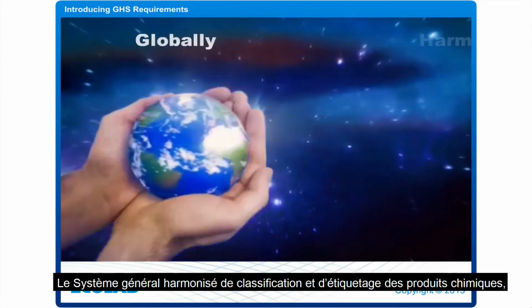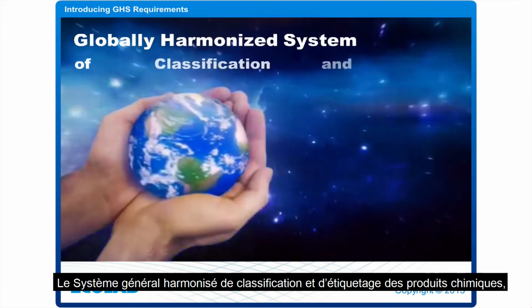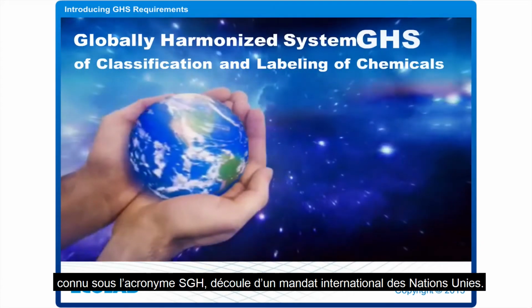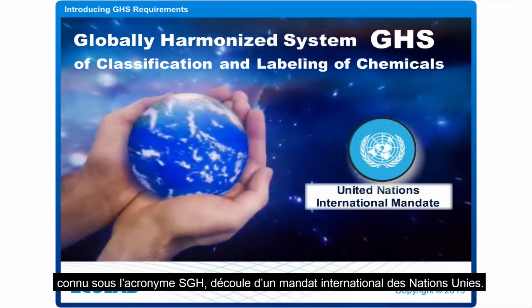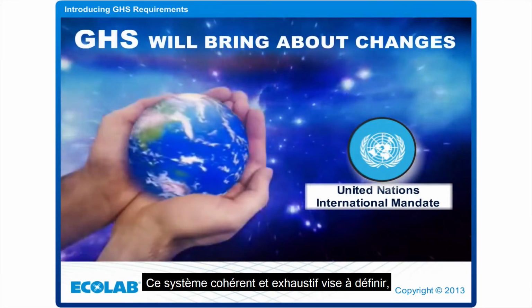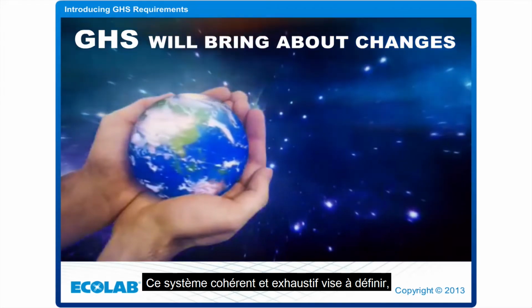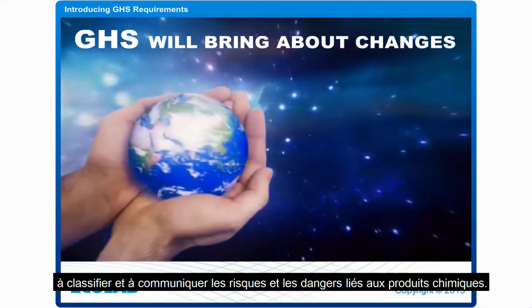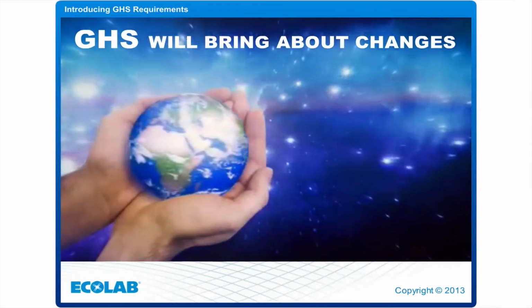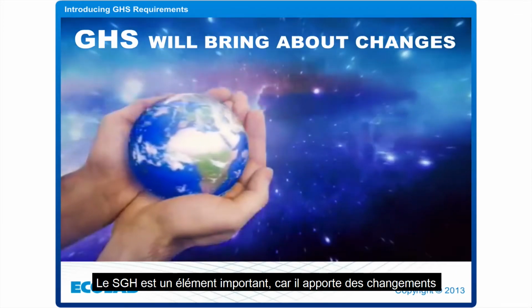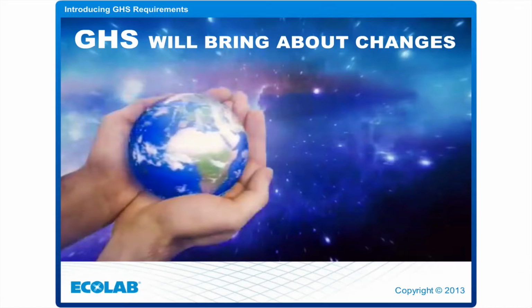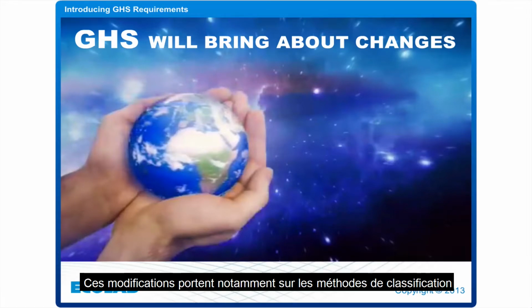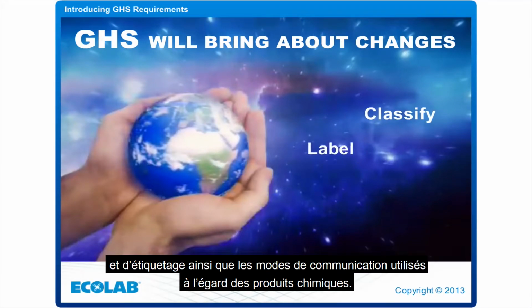The Globally Harmonized System of Classification and Labeling of Chemicals, GHS for short, is the result of an international mandate from the United Nations. It offers a consistent and comprehensive system to define, classify, and communicate the hazards of chemicals. GHS is important because it brings changes to our chemical hazard communication systems. This includes changes to the way we classify, label, and communicate regarding our chemical products.